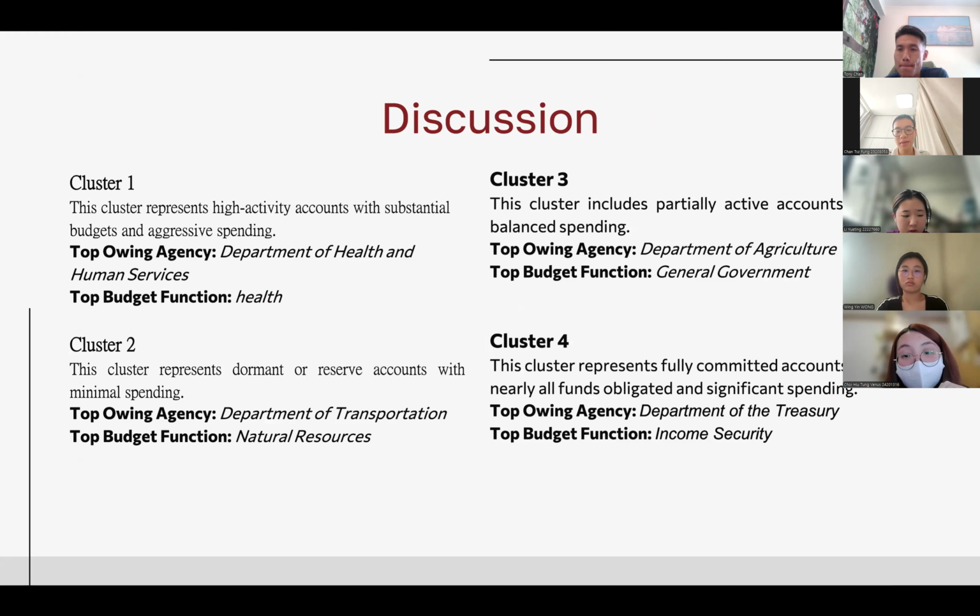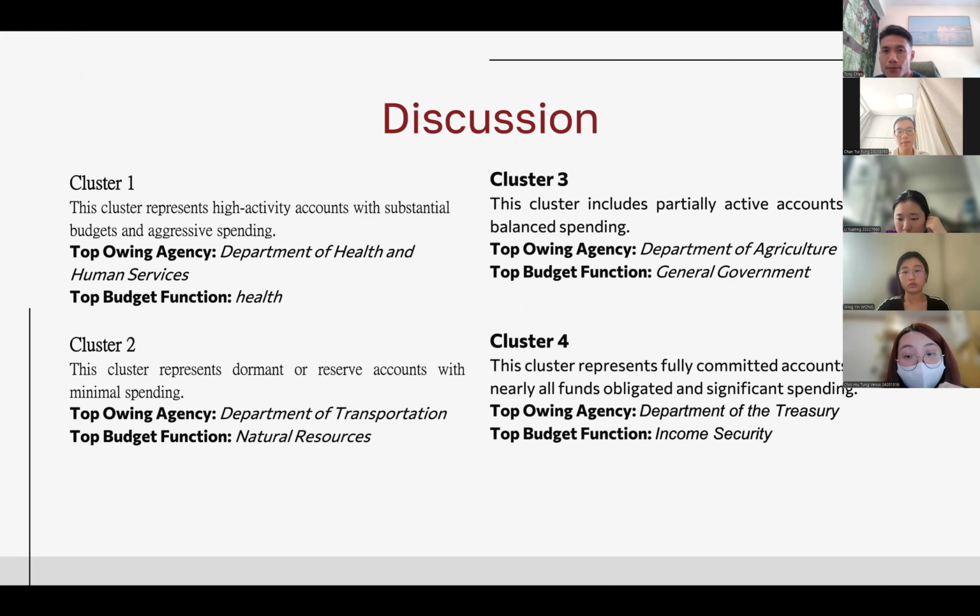Cluster three is partially active accounts with balanced spending. The majority agency is Department of Agriculture and the majority function is general government. Cluster four is accounts with significant spending. The majority agency is Department of the Treasury and the majority function is income security.